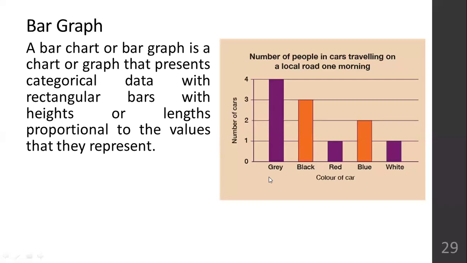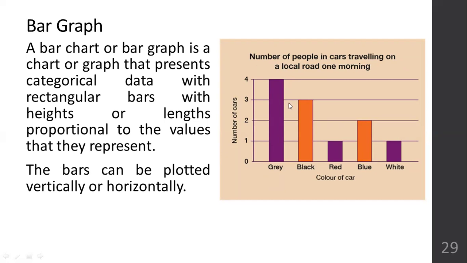So a bar chart or bar graph represents categorical data with rectangular bars with heights or lengths proportional to the values that they represent. And here the bars are vertical, but the bars can be horizontal as well, which means you can plot the bar graph either on the x-axis or the y-axis.